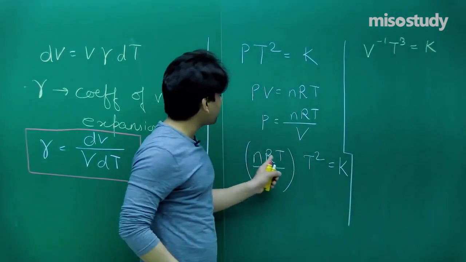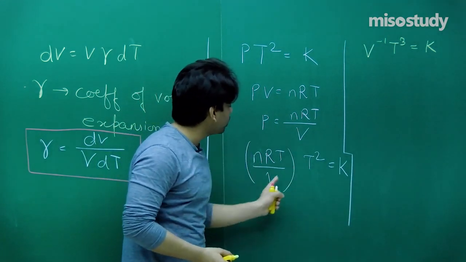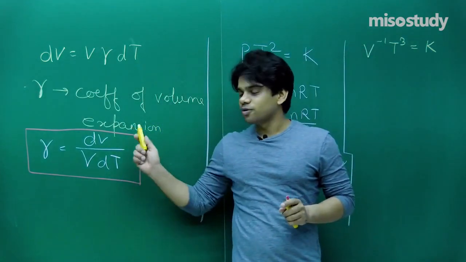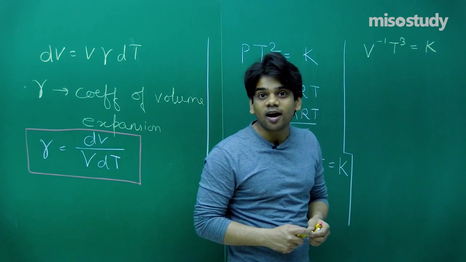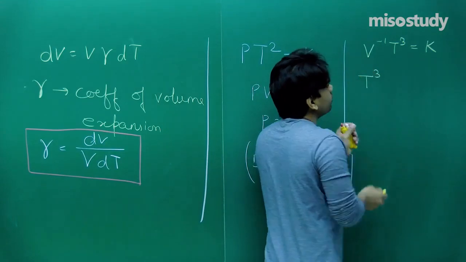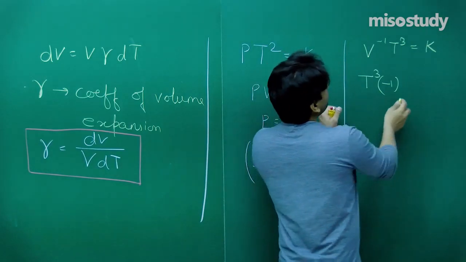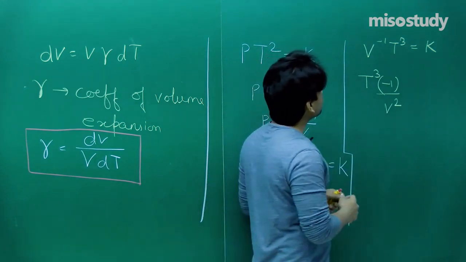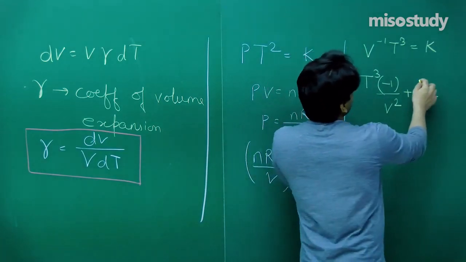See, because n and R will be constant for the system, you can take T to the power 3 into V to the power minus 1. You got a relation between temperature and volume, and here also you want a relation between temperature and volume. Now what do you do? You differentiate this entire equation. Both volume and temperature are variable. If we differentiate, let's keep temperature constant, T to the power 3, V to the power minus 1. If you differentiate, you get minus 1 into V to the power minus 2, so minus 1 by V square. Next, keep V to the power minus 1 as it is, and 3T square dT.